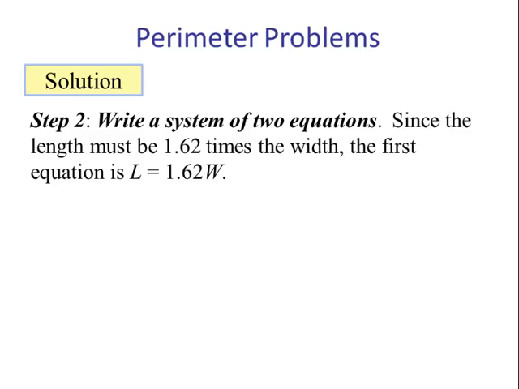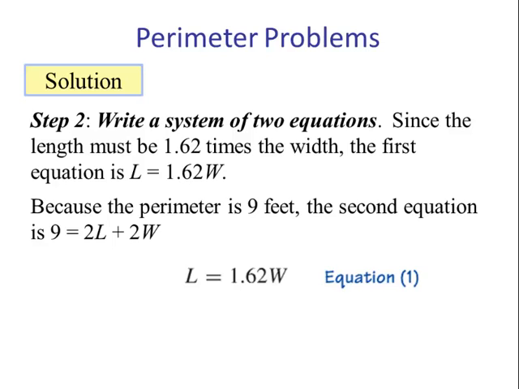Step 2, we want to write a system of 2 equations involving L and W. Now since we know that the length must be 1.62 times the width, we have our first equation. L equals 1.62 times W. The next equation is going to involve perimeter. Since the perimeter needs to be 9 feet, we take our perimeter formula and we substitute 9 in for P, and we have our second equation. 2L plus 2W equals 9.